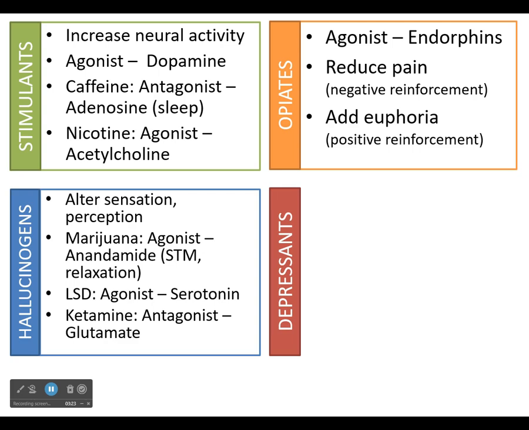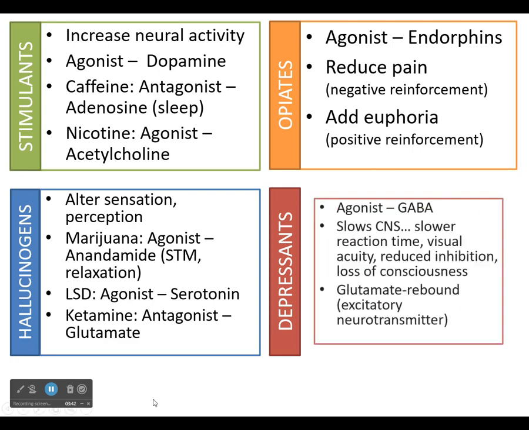LSD mimics serotonin. Again, it's an agonist, much like marijuana. Ketamine, however, is an antagonist. It will block the neurotransmitter glutamate, which is an excitatory neurotransmitter.